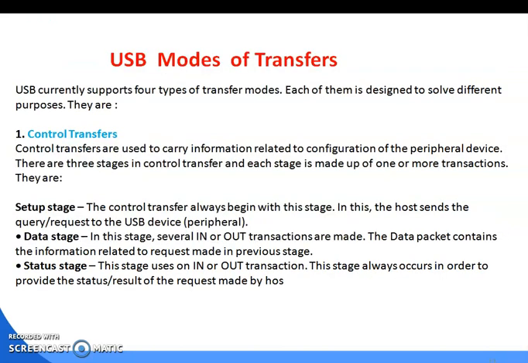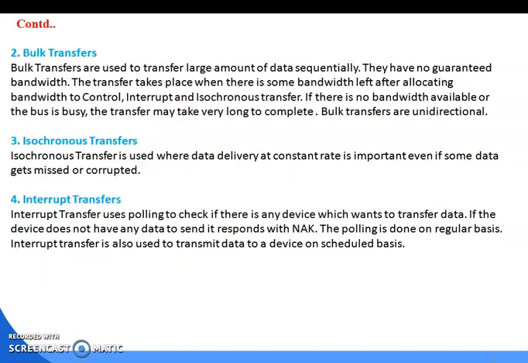First is your control transfer. Under control transfer, these are the setup stage, data stage, and the status stage. Similarly, bulk transfer, where you can transfer a large amount of data sequentially, and they have no guaranteed bandwidth. There is no guarantee. The transfer takes place when there is some bandwidth left after allocating bandwidth to control, interrupt, and isochronous transfer. Next is isochronous transfer, used where data delivery at a constant rate is important even if some data gets missed or corrupted.